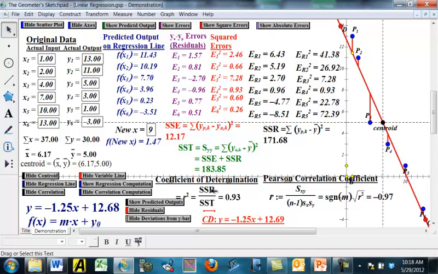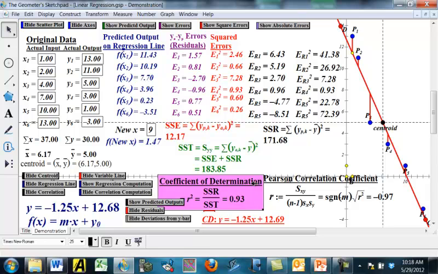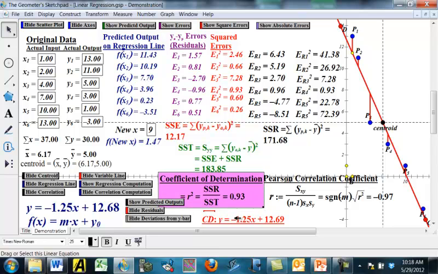The first one's called the coefficient of determination, called R square, lowercase r square. And that's SSR divided by SST. So that's 171.68 divided by the 183.85. SSR divided by SST, and that gives us 0.93.